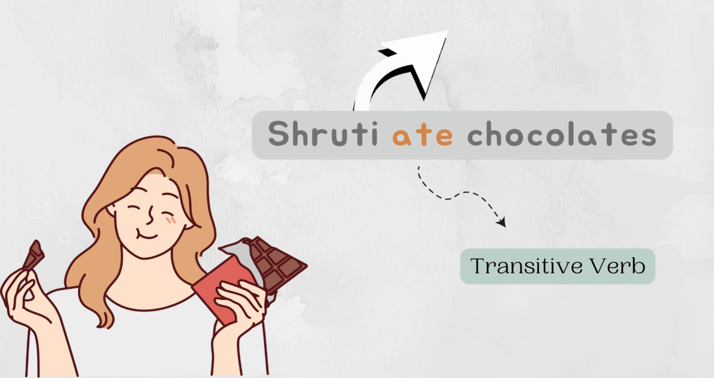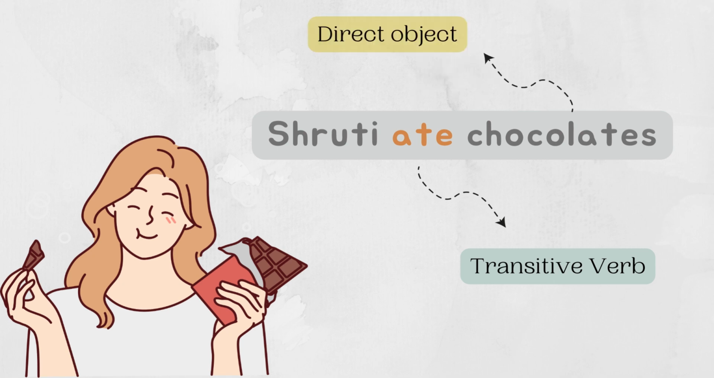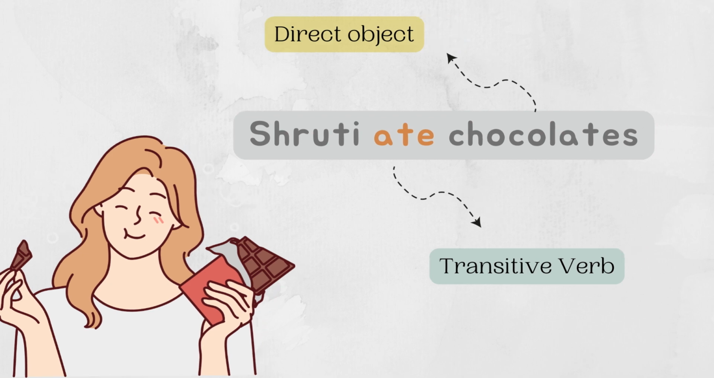That means Shruti is doing the action and chocolates are the direct object because they are being eaten by Shruti. And without the object chocolates, the meaning of this sentence will become unclear. Let me give you some more examples.